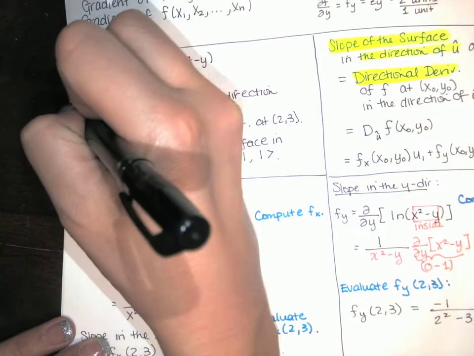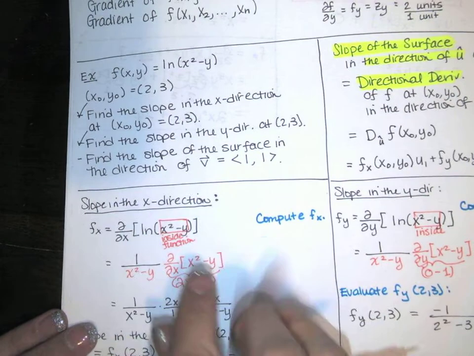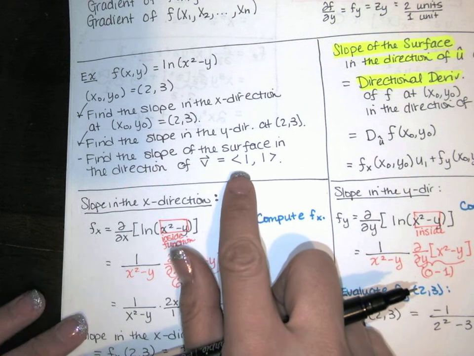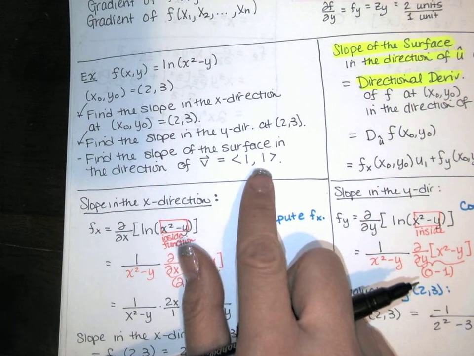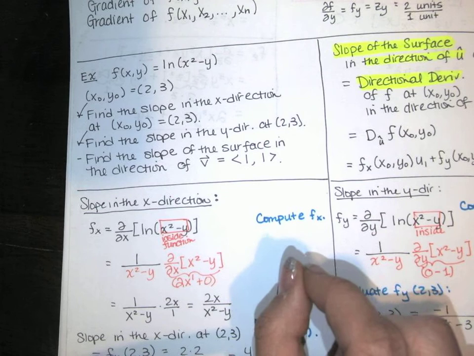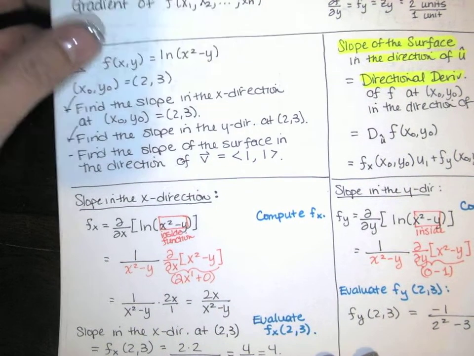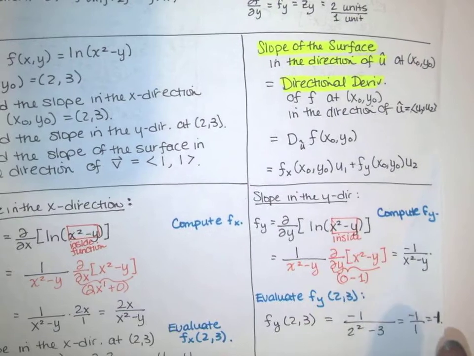So we did this part, and we did this part. Now we want to find the slope of the surface in the direction of this other vector. They say go 1 unit in the x direction and 1 unit in the y direction. Go along that little diagonal. How much is z changing along that diagonal? Well, in order to do that, we have to use this formula for the directional derivative.